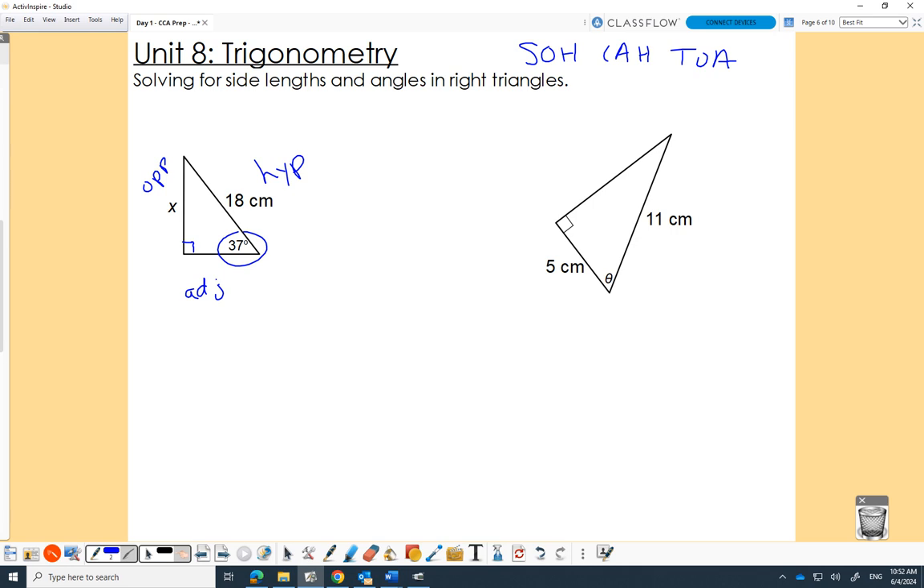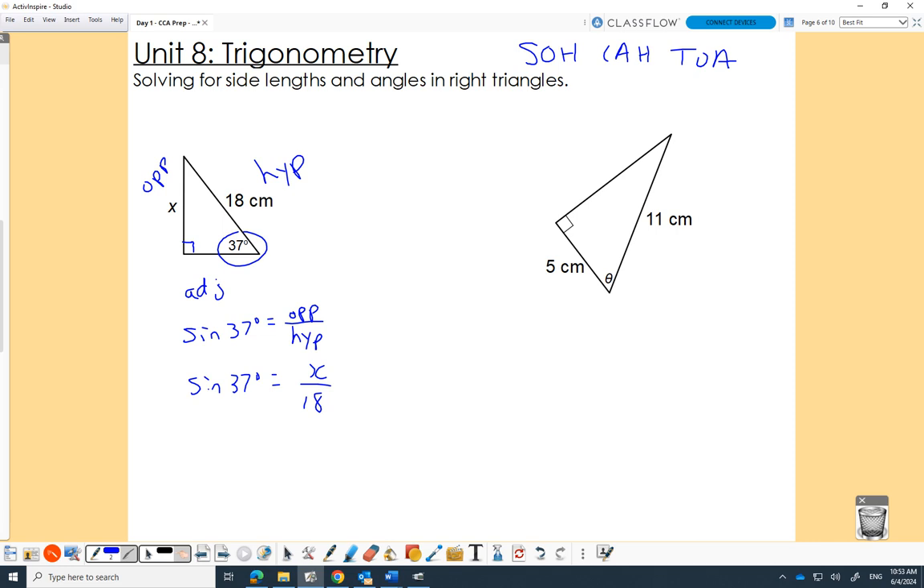So which one am I going to use if I've got the hypotenuse and I want the opposite? Sine. So I write down sine of 37 equals opposite over hypotenuse. Some of you are skipping that step, jumping right to here. I'm not saying that's good or bad. I'm just acknowledging that some people get so good at these that they immediately write down the actual line of math they need, which is sine of 37 equals x over 18.